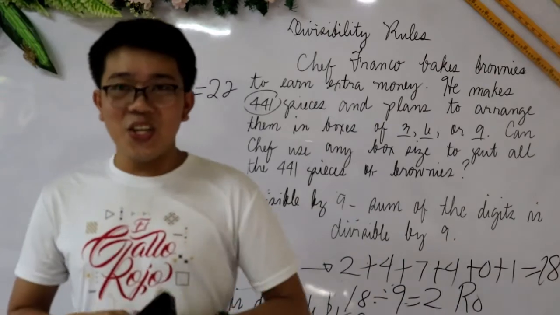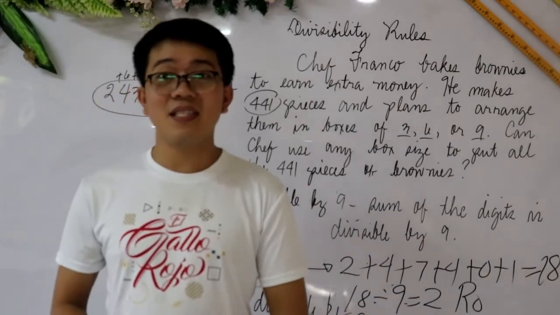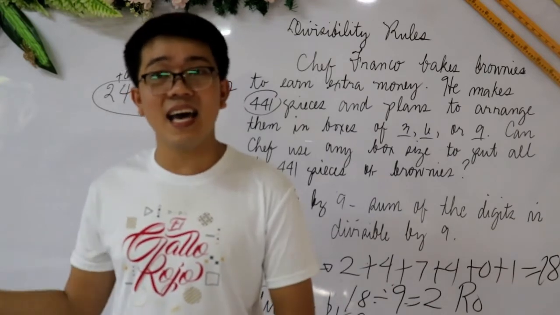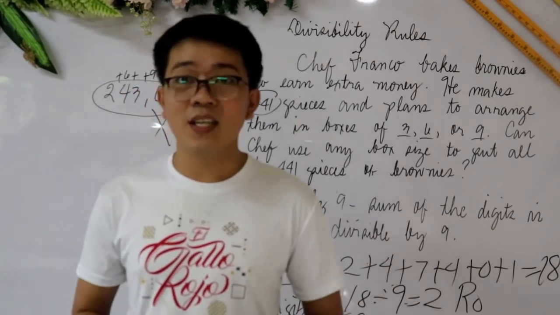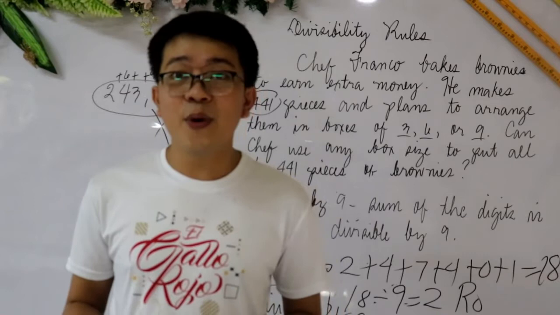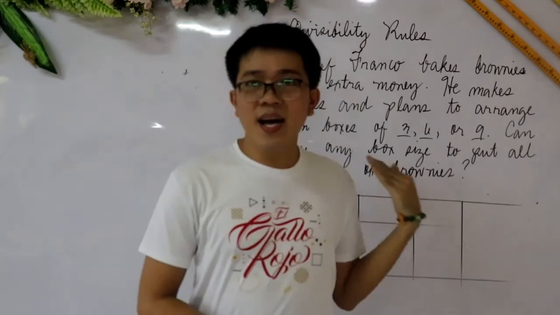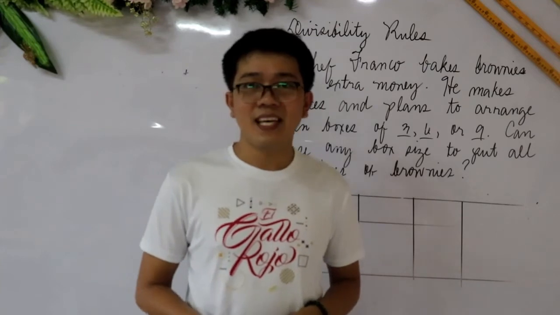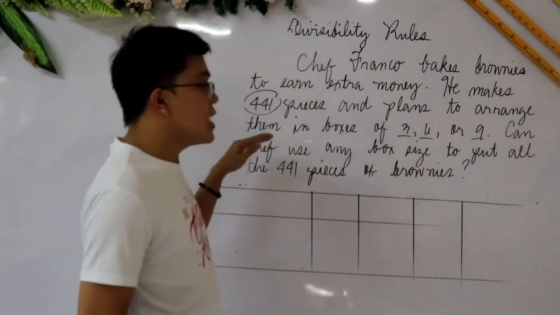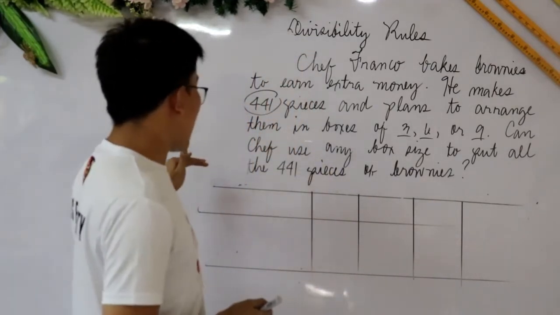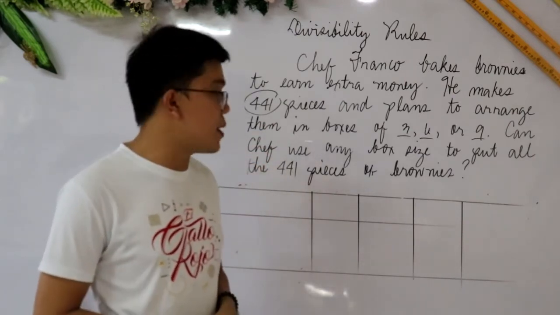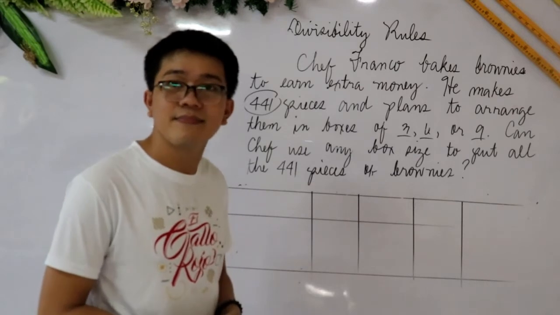Alright? Now that you know already divisibility rules number 3, 6, and 9, it's time for us to proceed and answer the problem that was given earlier. To answer the problem, I have here the divisibility test table. Let's start. Again, the question is, can Chef use any box size to put all the 441 pieces of brownies?